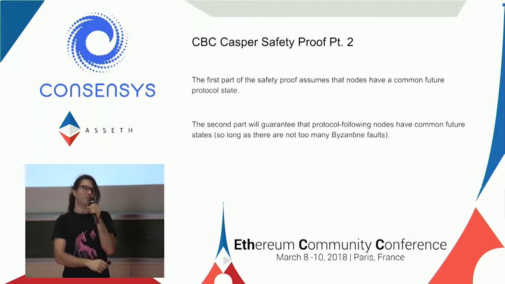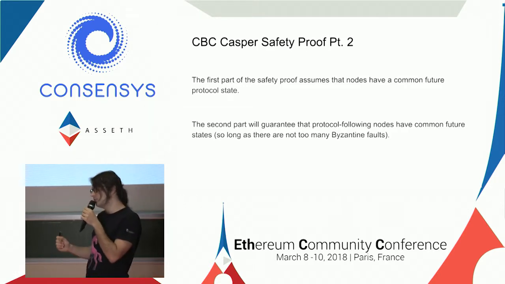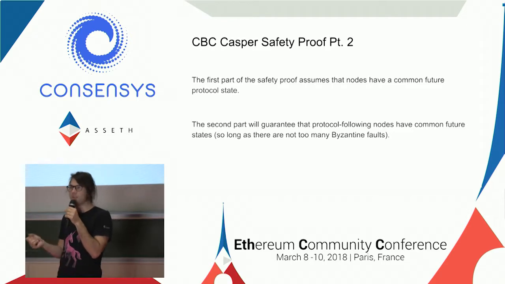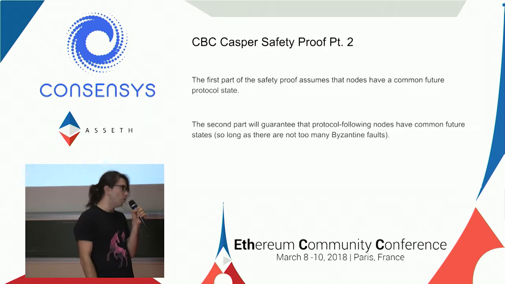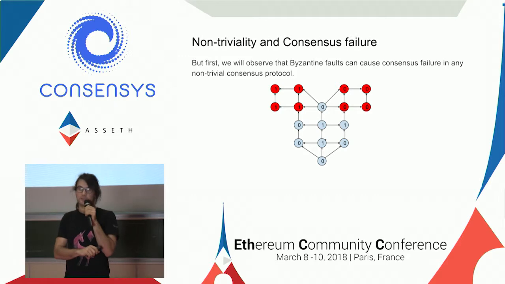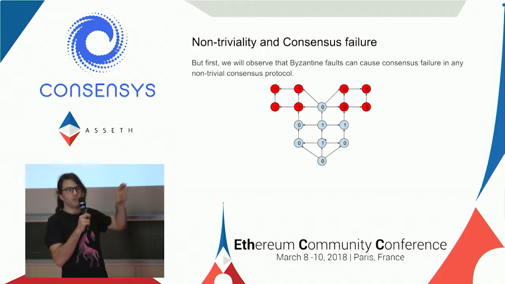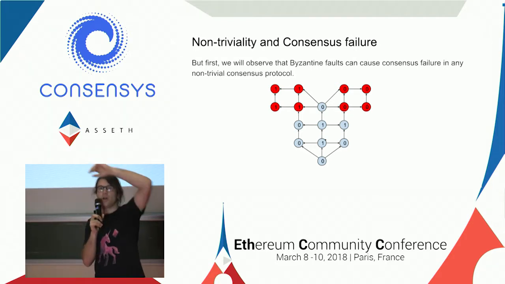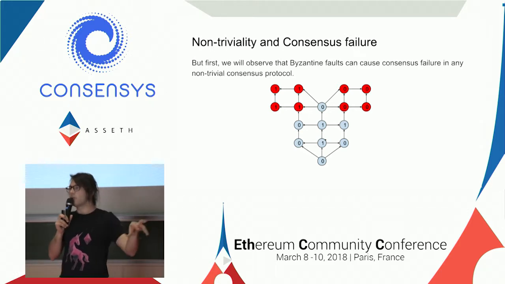So with part two, we're actually going to be guaranteeing that nodes have a common future state. In part one, we assumed it, and it's not that satisfying. So in part two, we're going to try to make sure that as long as there's not more than some number of Byzantine faults, then we're going to have a common future protocol state. But first, what are these Byzantine faults, and why does it matter? Well, if you have a non-trivial consensus protocol, then you'll have some nodes that are safe on 0 and some nodes that are safe on 1, for example. Or you'll have mutually exclusive outcomes which nodes could become safe on and decide on.